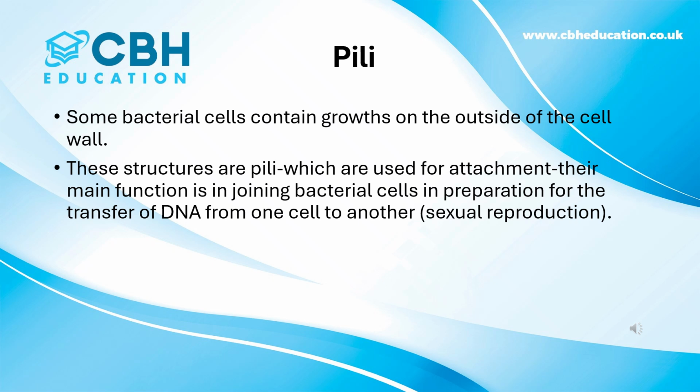So, some bacterial cells contain growths on the outside of the cell wall. These structures are pili, and basically their main function is for attaching to other bacterial cells in preparation for the transfer of DNA from one cell to another, which is utilizing sexual reproduction.